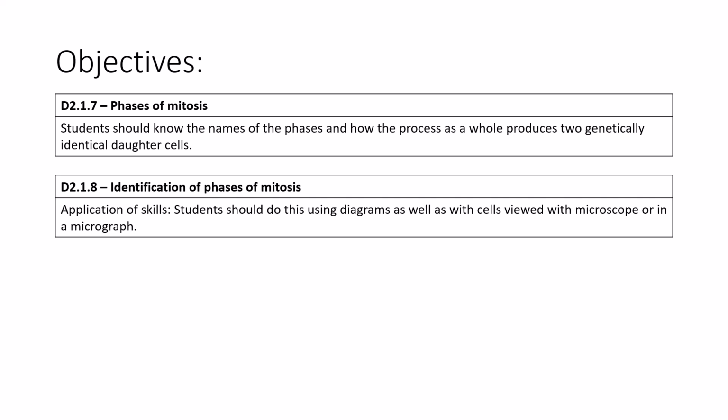In this video we're going to talk about mitosis, specifically IB understandings D217 and D218. D217 talks about the phases of mitosis and expects students to know the names of the phases and how the process as a whole produces two genetically identical daughter cells. The video will end with D218, which is all about identification of phases of mitosis. This is a skill that requires you to use diagrams or view actual microscope slides or micrographs, which are pictures of microscope slides, in order to identify phases within the tissue sample.